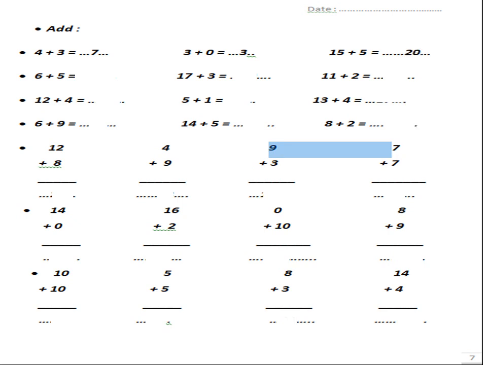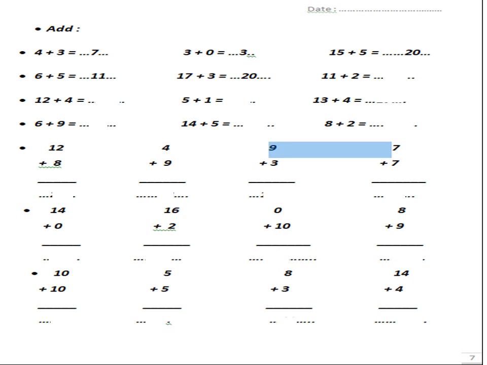6 plus 5. Of course 6 is the biggest number. So we keep 6 in our mind and 5 in our fingers and start to count after 6. After 6: 7, 8, 9, 10, 11. So the answer will be 11. 17 plus 3. Which is the big number? Of course 17. So we keep 17 in our mind and prepare 3 fingers. After 17: 18, 19 and 20. So the answer will be 20.